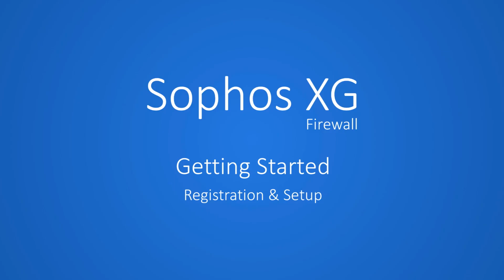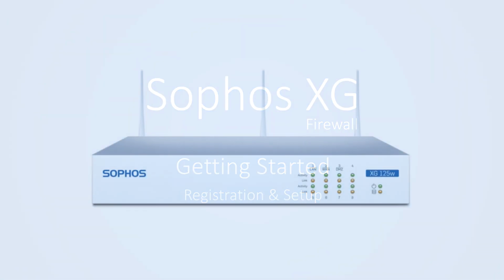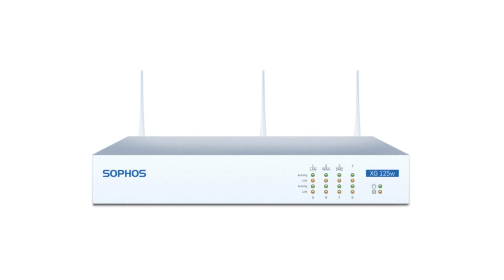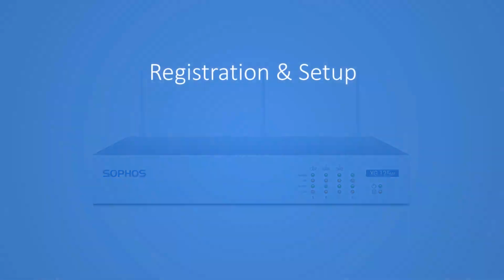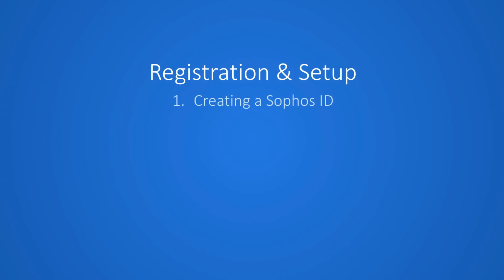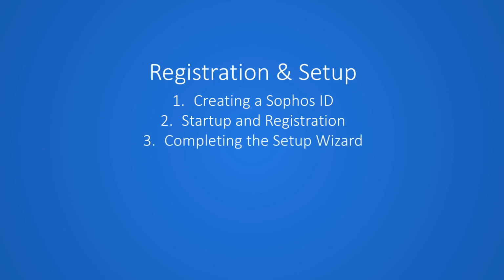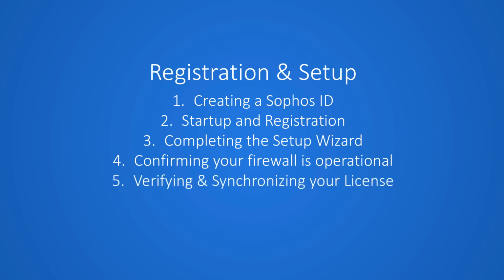In this video, we're going to show you how to set up a new XG firewall out of the box. There are 5 simple steps we'll cover in detail. First, creating a Sophos ID. Then, starting your firewall and registering it. 3. Completing the setup wizard. 4. Confirming your firewall is operational. And finally, verifying and synchronizing your license.